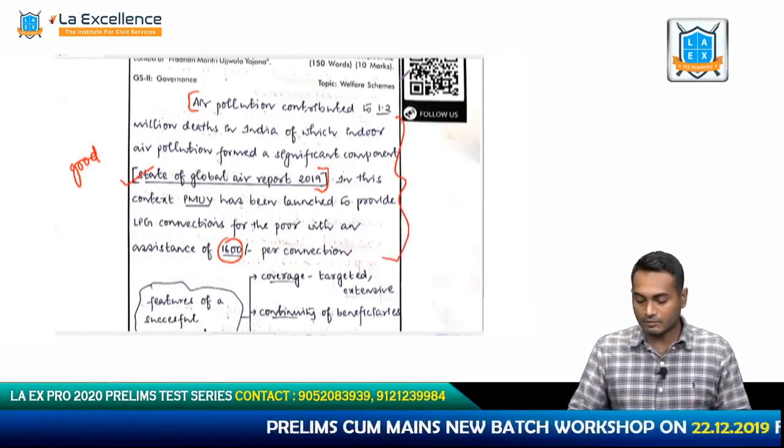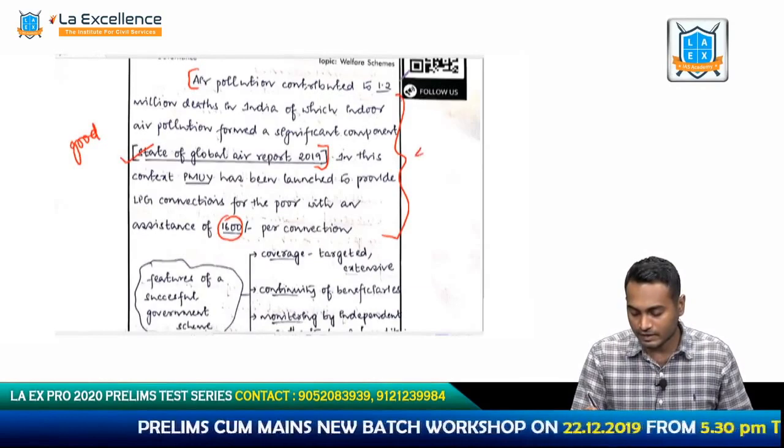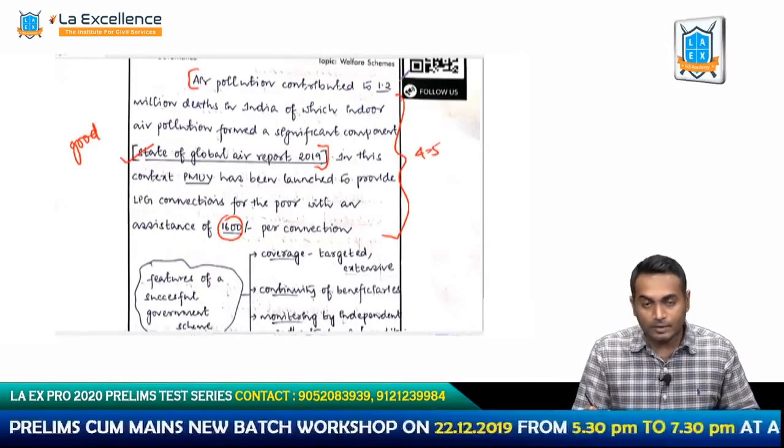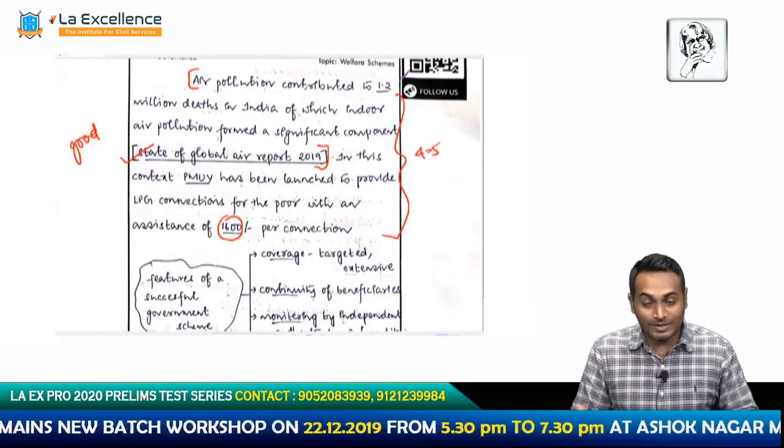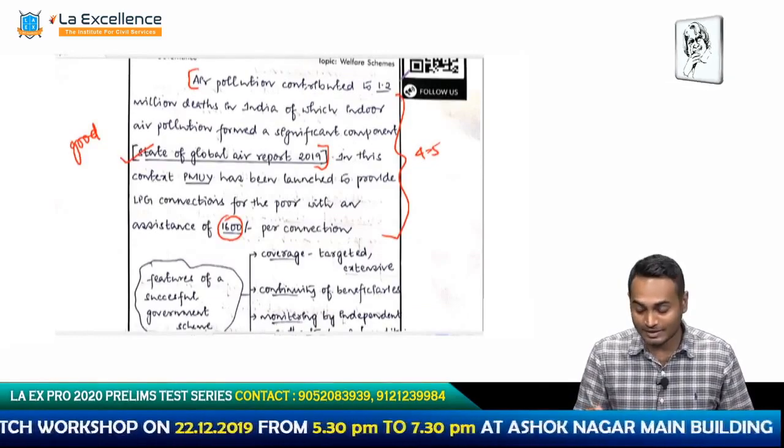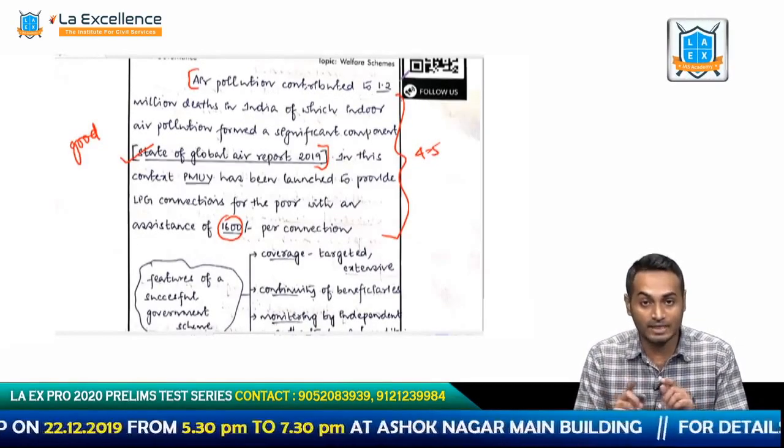This is eating up a lot of space. This could have been cut down to 4 to 5 lines. Now the question is, how do we do it? The point is not how we do it, we have to do it. Okay, we have to make the lives of the examiner very easy.